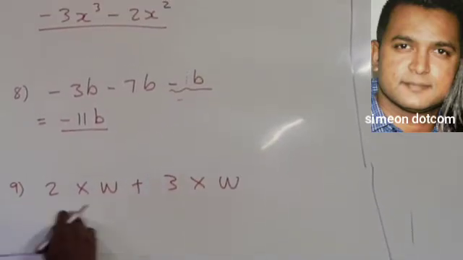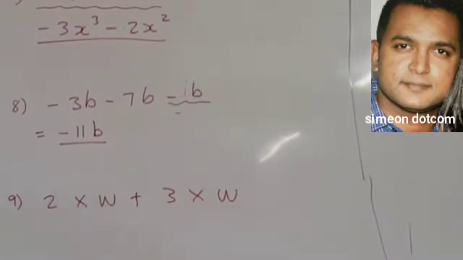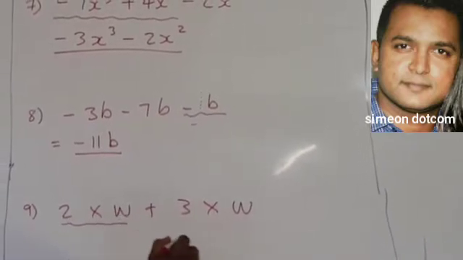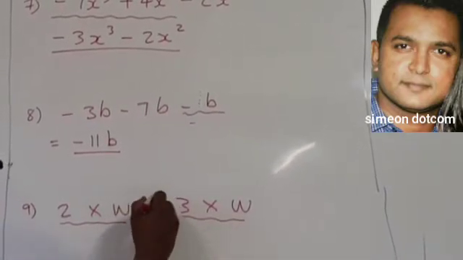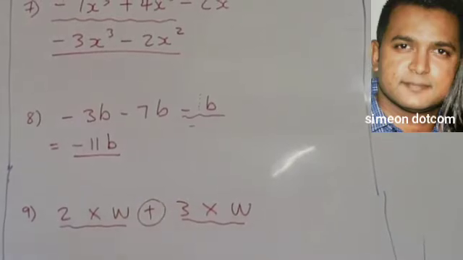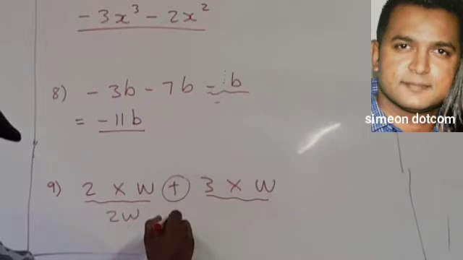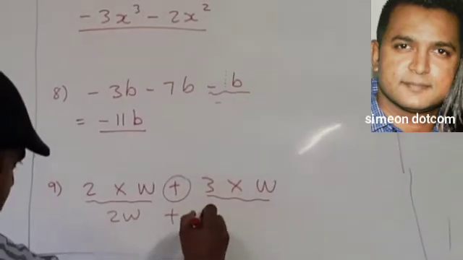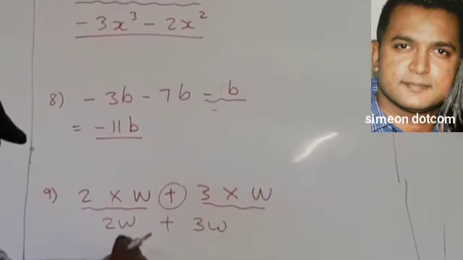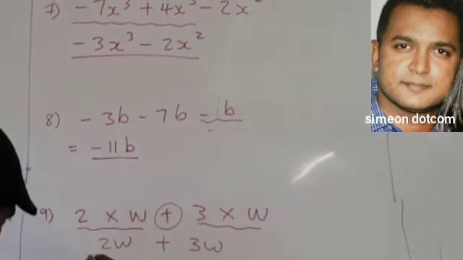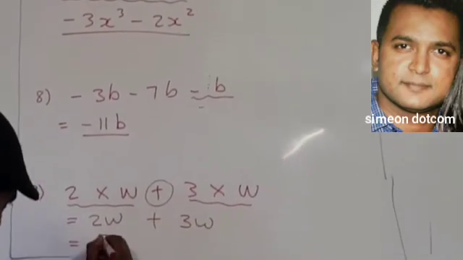Now we come to this here. Basically, you need to see that the BODMAS rule applies here. So you need to do this part, and then come to this part here, where you have BODMAS. So 2 times W is 2W, plus 3 times W is 3W. If you notice, these are now like terms, so we expect to do a next step, and this will be 5W.